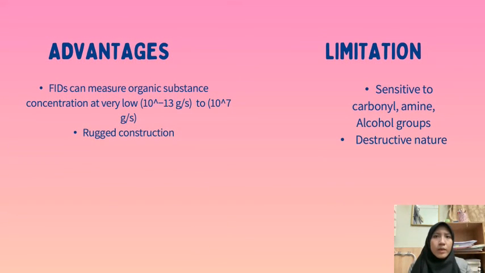Since we use a flame ionization detector, or FID, we will discuss the limitations and the advantages. FID has a benefit of responding to all hydrocarbon gases, including methane, and having a large measuring range. As we can see in the slide, FID can measure the organic substance concentration at a very low level, which is 10 power of negative 13 g per s to 10 power of 7 g per s. And it has a robust construction. Having a robust construction means it is sturdy, simple, reliable, versatile, and easy to use.